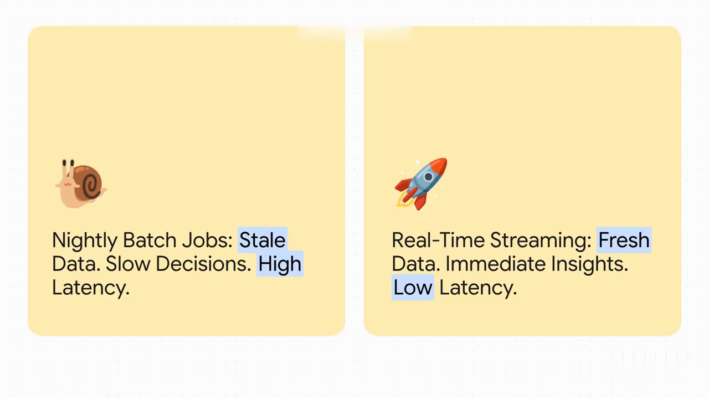This slide really just nails the massive shift that's happening. For years, everything ran on nightly batch jobs. And what did that get us? Stale data, slow reactive decisions, and super high latency. The whole game is moving towards real-time streaming. This is what gives you fresh data, immediate insights, and that low latency edge. The big question, of course, is how do you get from the left side of this slide to the right?